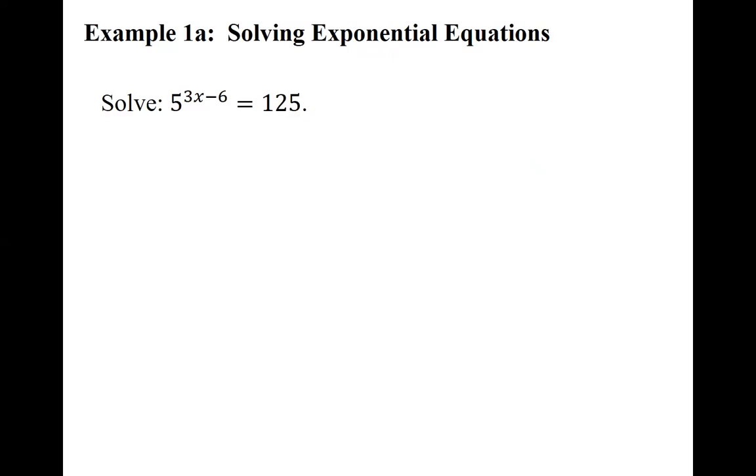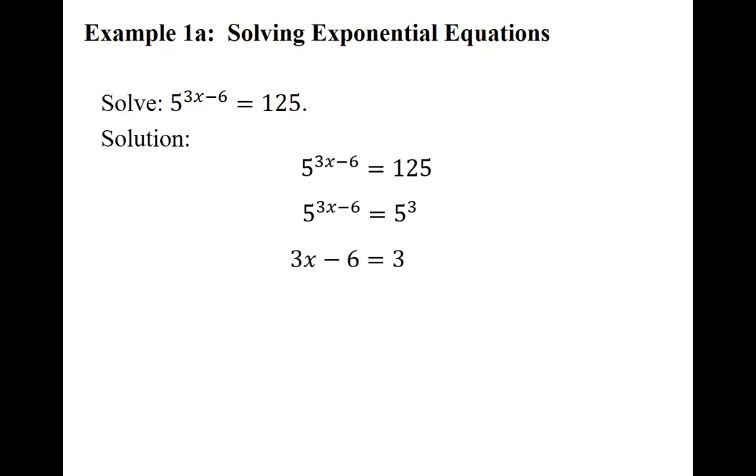So 5 to the 3x minus 6 power equals 125. It would be really nice if we could express 125 as a power of 5. And sure enough, we can. 125 is 5 cubed. This is great. We have the same base, so we know that the exponents must be equal to each other. 3x minus 6 equals 3.